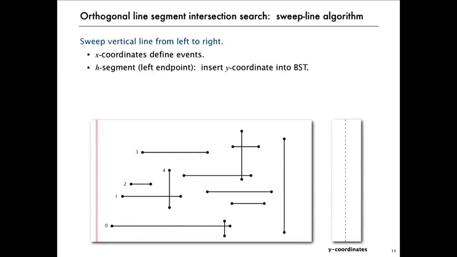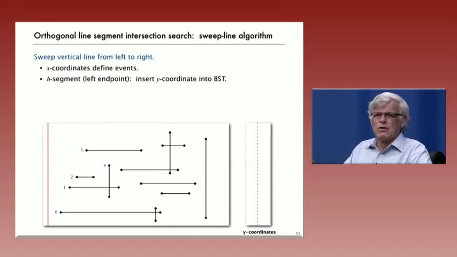So the method that we're going to look at is the so-called sweep line algorithm. The idea is to think of a vertical line that sweeps from left to right through the data, and to consider every time it hits some line segment as an event where we have to do something. So sweeping from left to right means we consider each x-coordinate as an event.